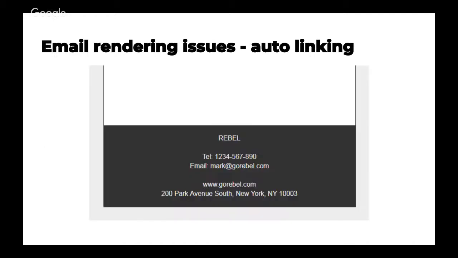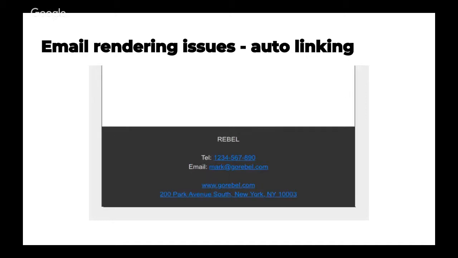The other issue with auto-linking, I've got an image here of the footer of an email. So I'm using a darker background with light text on it. It's quite a common design pattern. And then in there, the phone number, email address, address and website. When that's converted into links, that text now becomes blue and underlined. So blue text on a dark background, very bad contrast, very difficult to read.